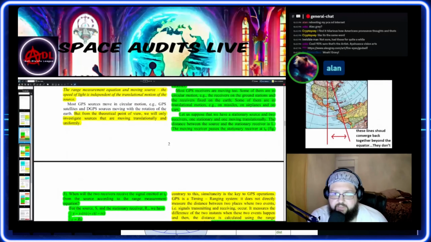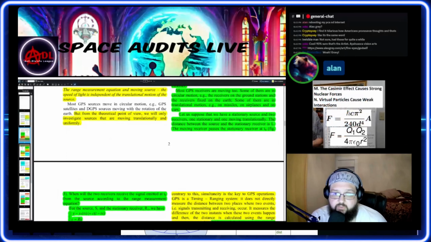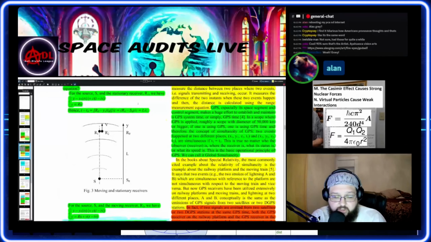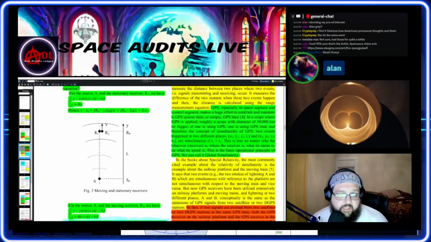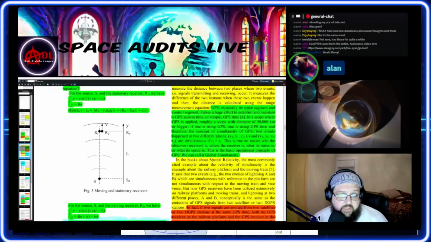So let us suppose that we have a stationary source and two receivers, one stationary and one moving translationally, the distance between the source. So basically just an invert of what we just witnessed, right? And what he finds is that now these guys should both receive the signal at the same time, a stationary source emission and a moving receiver. So the moving receiver is moving up here, and as soon as he gets directly in the same position as this guy, the GPS signal is sent.